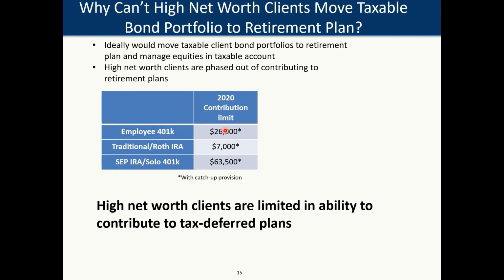For the 401k, assuming there's a catch-up provision and they're over 50, it's about 26k. Traditional and Roth IRA is about 7,000. Again, we're not including the backdoor strategies. And if they're self-employed, SEP IRA and solo 401k type plans are about 63,000. Obviously, if you're a high net worth client nearing retirement, and you haven't done optimal tax planning to that point, you're going to want to move a lot more of your tax inefficient assets to your retirement plan, and you won't be able to because you're limited in your ability to contribute.